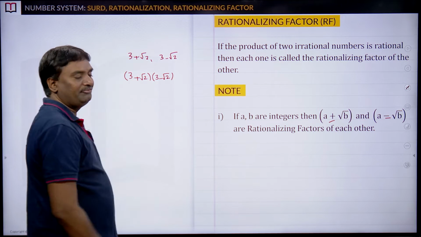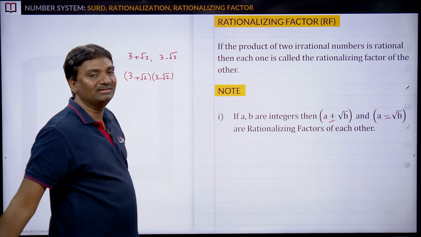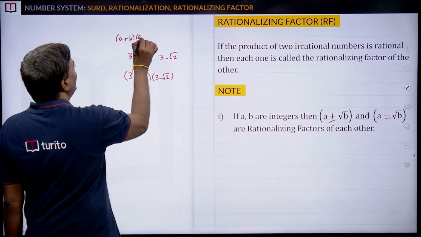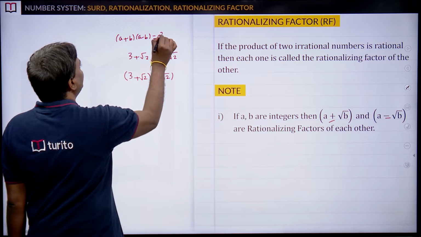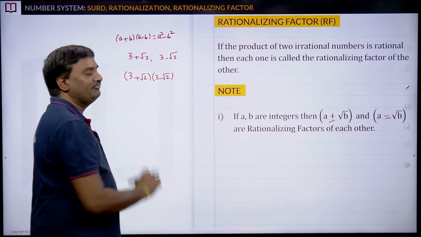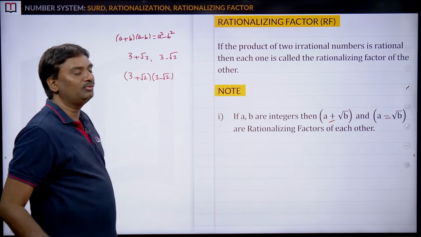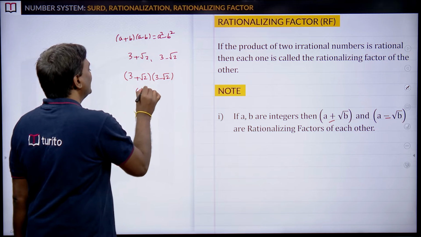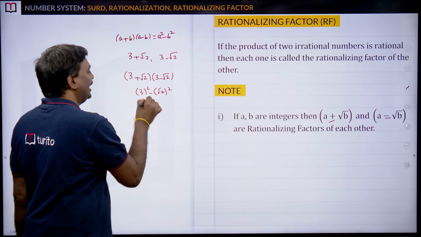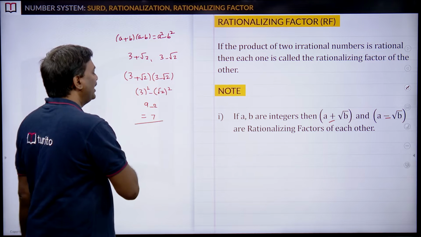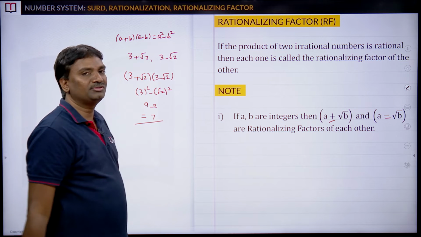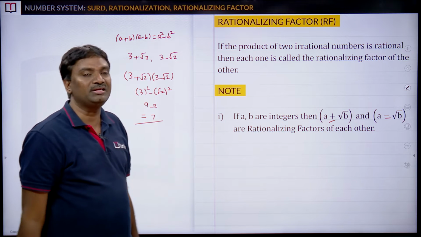So, the first one we take as a plus b, and the second one as a minus b. We know the identity (a plus b)(a minus b) equals a square minus b square, where in place of a we have 3, and in place of b we have root 2. So, 3 square minus root 2 whole square: 9 minus 2 equals 7. Clearly that is a rational number. That is why we can say 3 plus root 2 and 3 minus root 2 are rationalizing factors of each other.